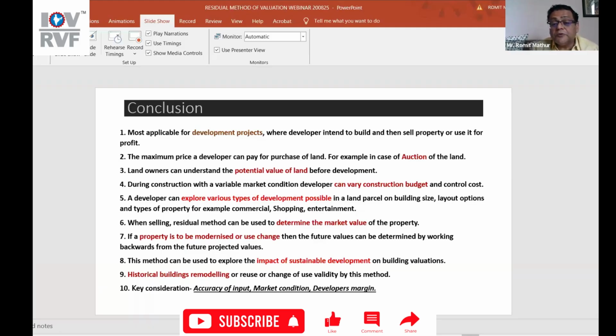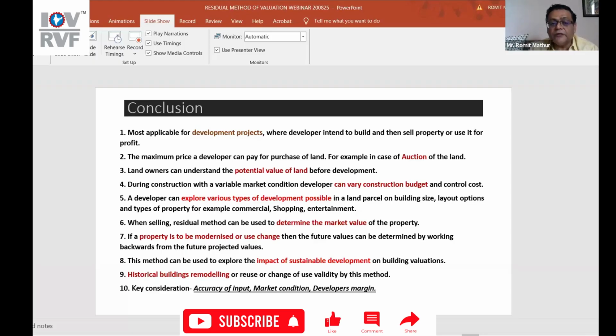This method can be used to explore the impact of sustainable development on building valuation. Very important, growing field. What should be the valuation of it? It's all fine to say solar energy use, but what are the numbers? This is a very good method to use because sustainable development is talking about future returns. So to assess future returns, it's a very good tool, I would say.